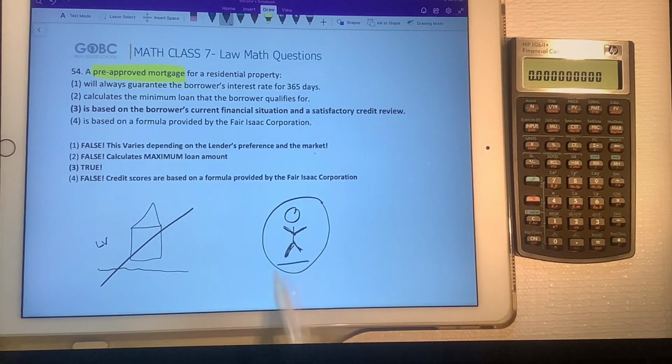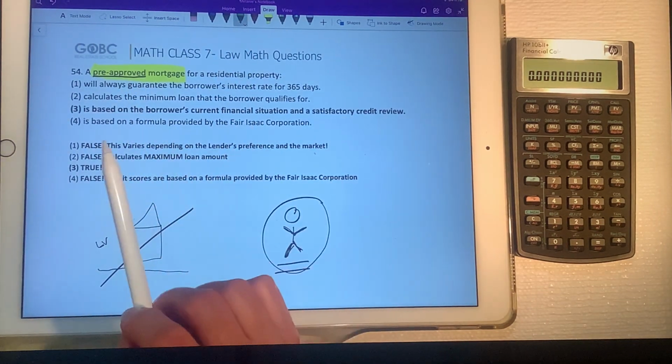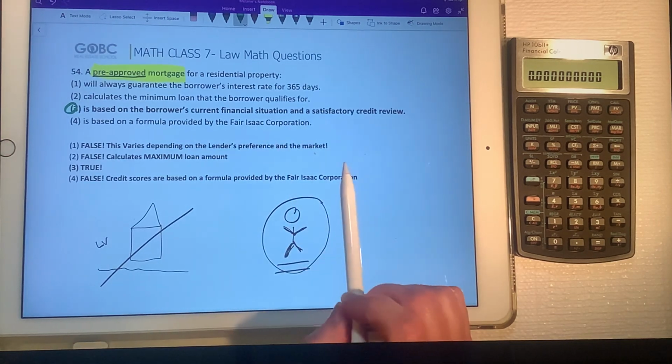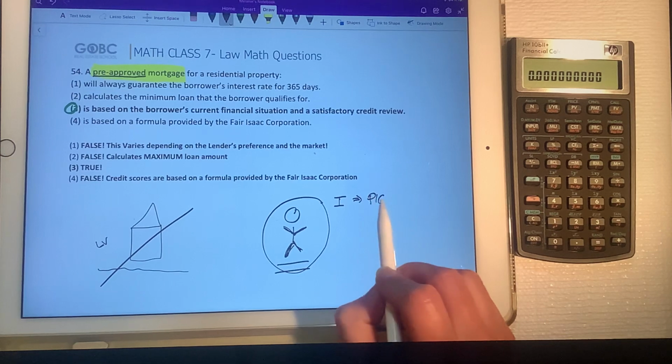Right now we're talking about before you go shopping, the lender is going to scrutinize you, going to look at all of these different things to decide whether they want to actually lend money to you in the first place. So that's what this pre-approval is referring to. So in your answer choices, the correct answer is that it's based on the borrower's current financial situation. So like I was saying, it's based on your income, right? And how do we figure that out? With our two formulas, right?